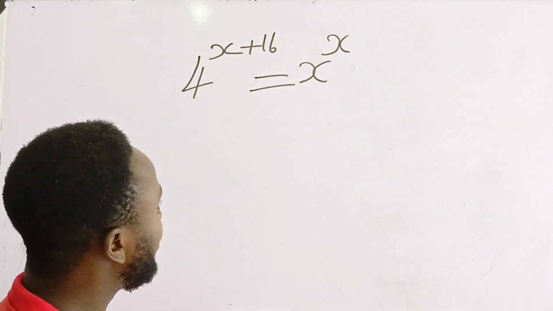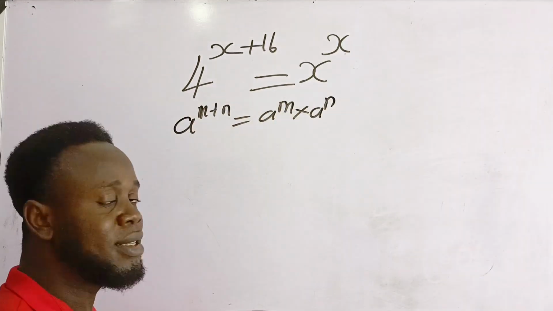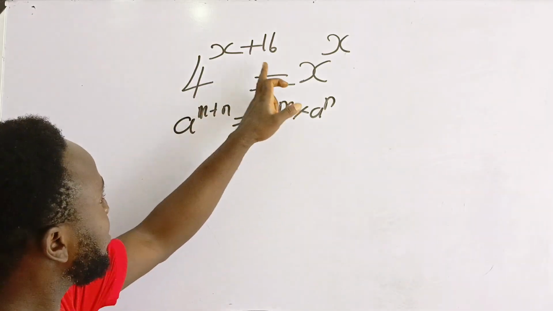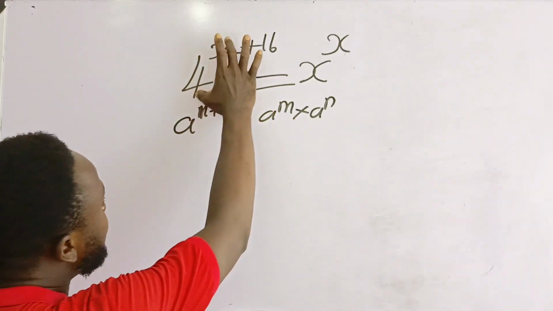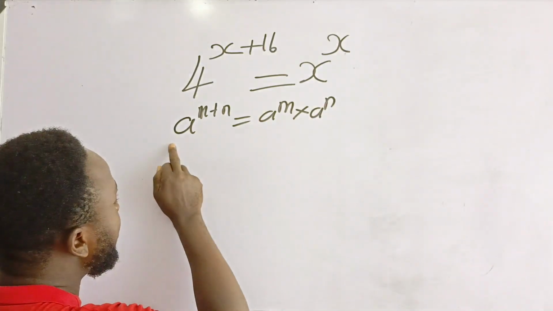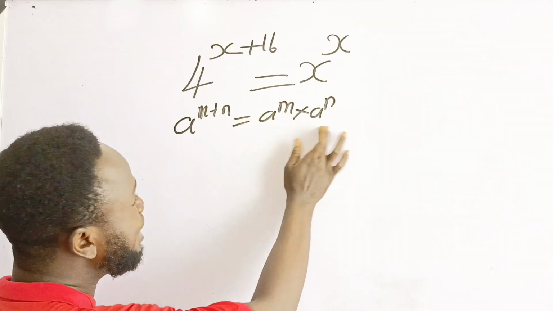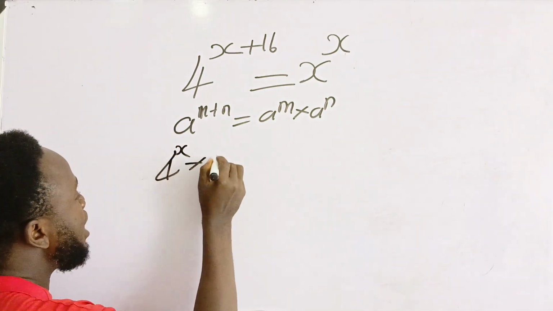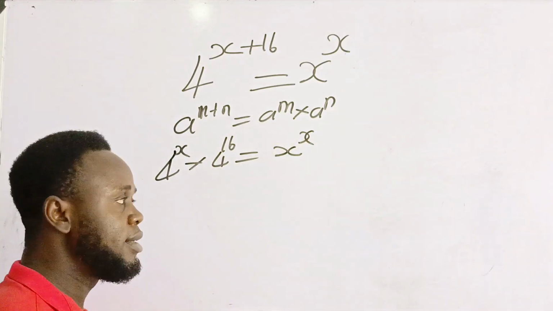Then if you look at this now, let's apply this law of indices. It has the multiplication law of indices. So if I apply this law, that means I will expand this one in this form. When we have an addition in the exponents, then we expand it in this way. So we can do the same thing there. We have 4 raised to the power x multiplied by 4 raised to the power 16 is equal to x raised to the power x.